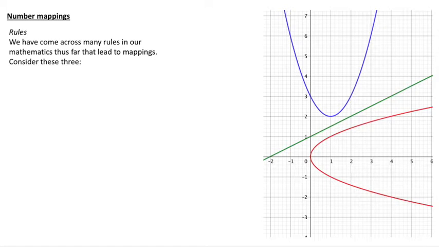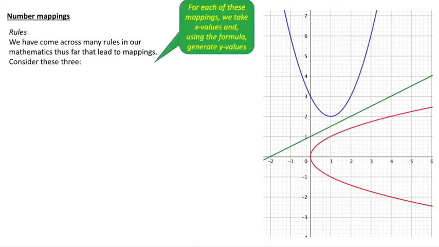So they represent mappings. And for each of these mappings, as I've just said, basically we take x values, we use a formula, we generate y values. We can do it the other way around. We could take y values, use a formula and generate x values. Doesn't matter. But what we're doing is we're mapping from one set of values, the x values, to another, the y values, or vice versa. So we'll have a look at each of them in turn.